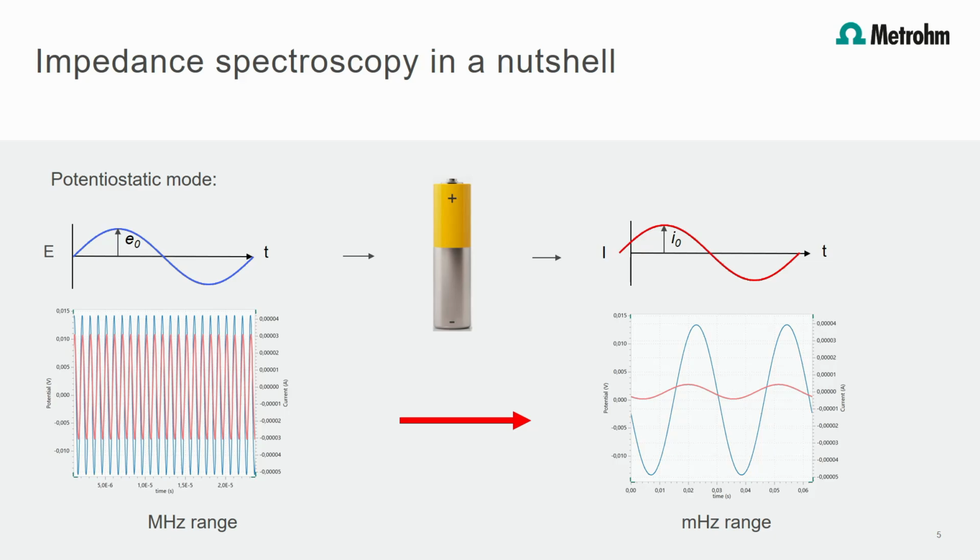During an impedance measurement, the amplitude of the AC voltage is kept constant, but the frequency is changed from the megahertz to the millihertz range. That's the reason why the technique is named impedance spectroscopy. At the end, a measurement consists of around 50 to 70 frequencies with the corresponding calculated impedance values.